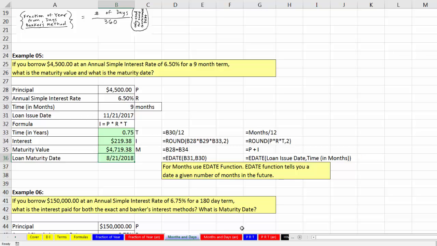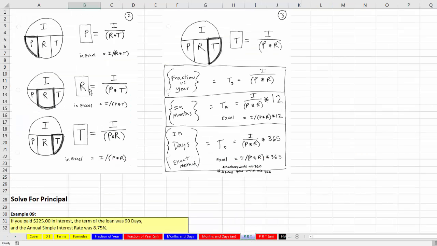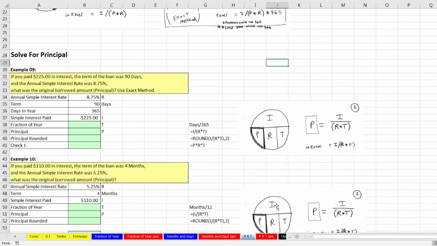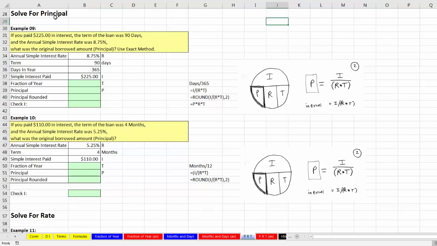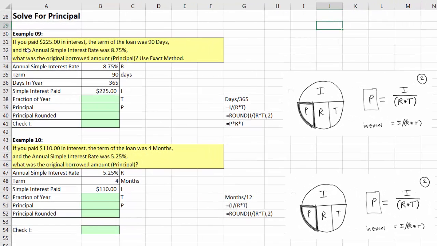And now we want to go over to the sheet PRT. And on this sheet, we want to see how to solve for principal, rate, and time. Now let's scroll down. We'll solve for principal. We'll see one with days and one with months. If you pay $225 in interest, the term of the loan was 90 days, and the annual simple interest rate was 8.75. What was the original borrowed amount principal?